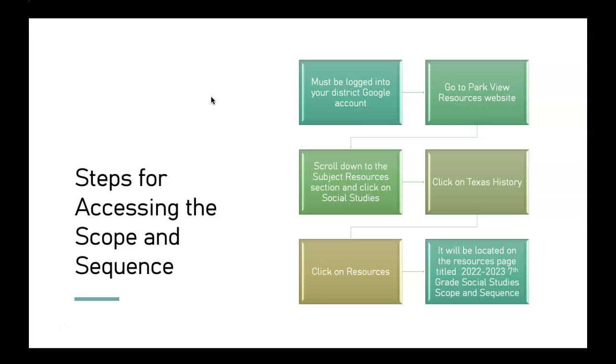The first thing you must do to access the scope and sequence is be logged into your PISD Google account. You will then go to the Parkview Resources website, scroll down to the subject section and click on Social Studies, click on Texas History, click on Resources, and you will see the 2022-2023 Social Studies Scope and Sequence along with the other curriculum resources.